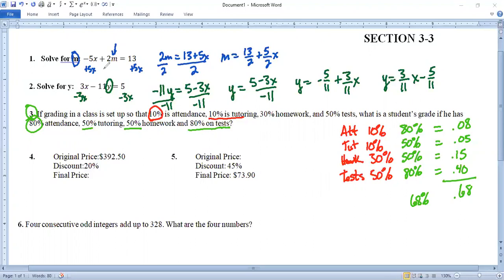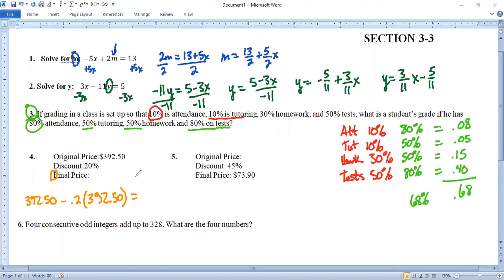All righty, number 4. The original price and then the discount. Notice we have the original and we're trying to find the final. So this is actually an arithmetic problem, no algebra needed. You're starting out at $392.50, and you are discounting, subtracting 20% of that $392.50. And let's punch this into our calculator and see what comes up.